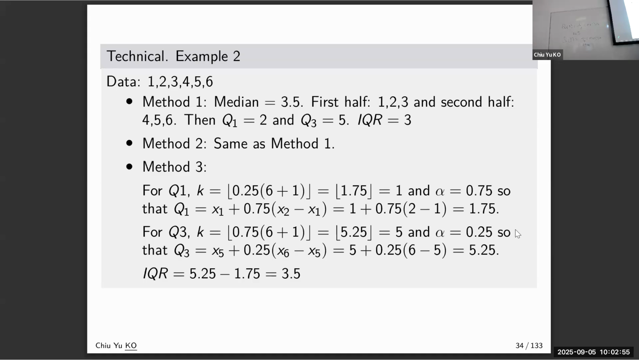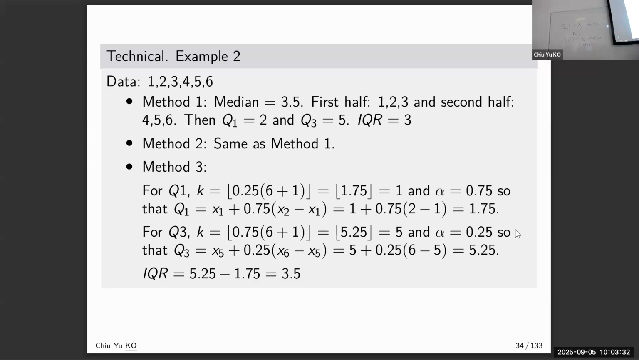7 plus 6 plus 1, 7. 1.75 data. Which means that I look at x 1.75. All right, so look at this. X1, X2, 1.75 is somewhere here, right? It means that you take a distance here. You take 75% of that distance, and that will be where you locate, right?